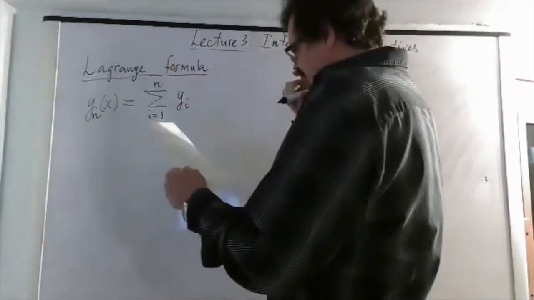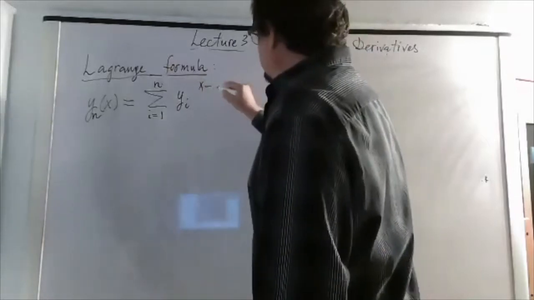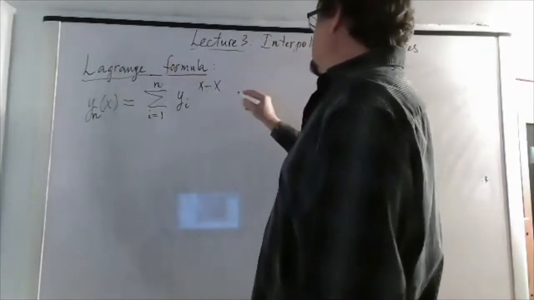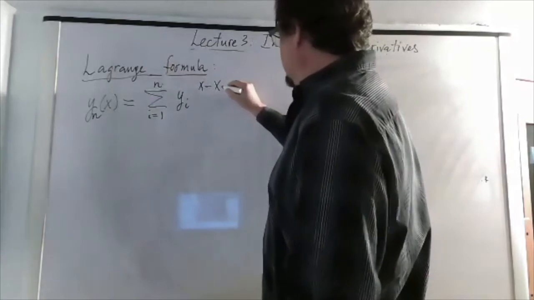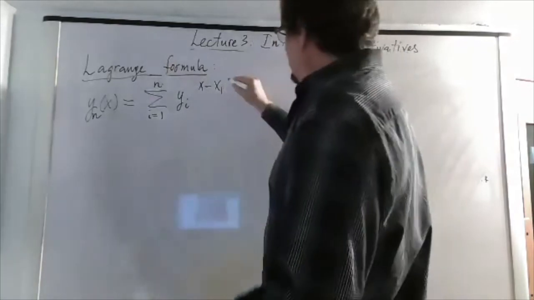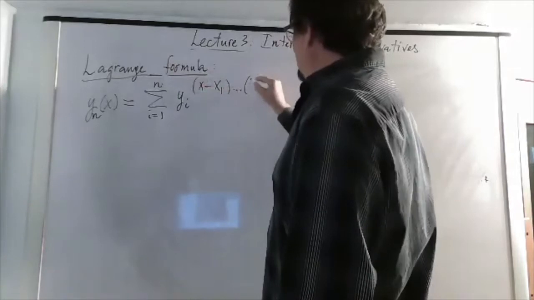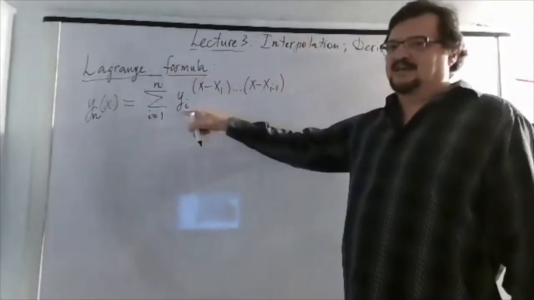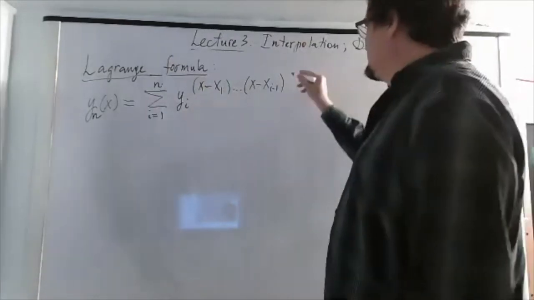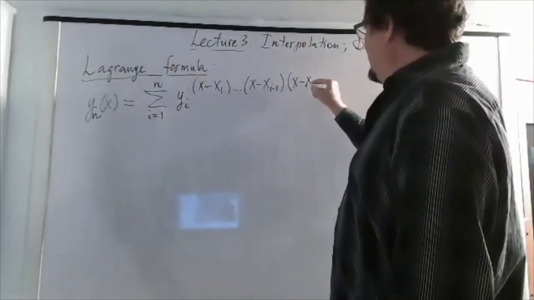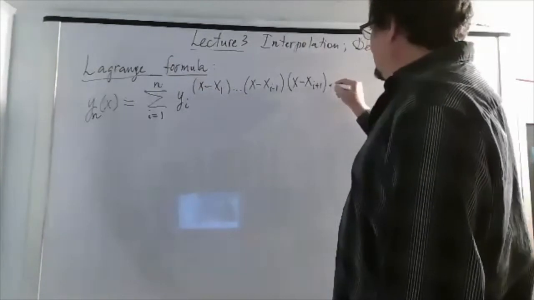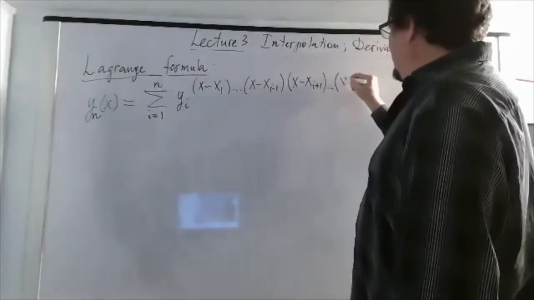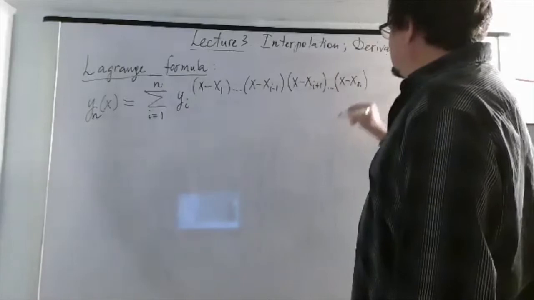So you have x minus x1 times so on, x minus xi minus 1. So you're not taking this x that equals to 1. You skip it. xi plus 1 and times so on, x minus xn.